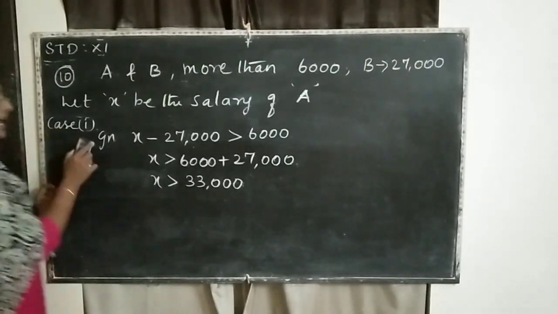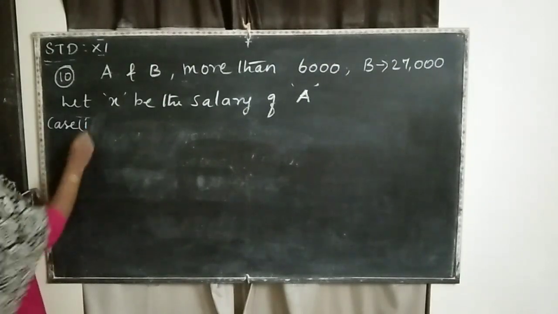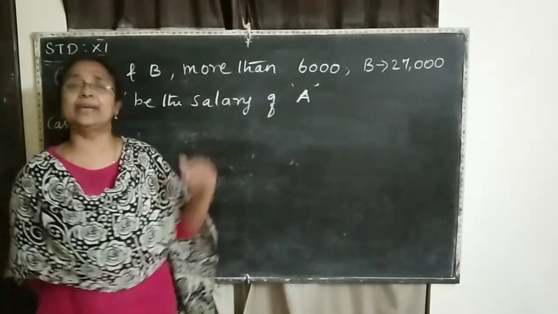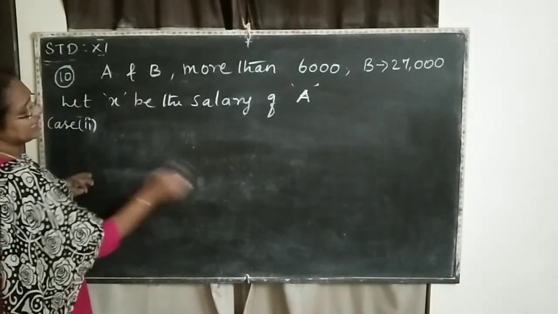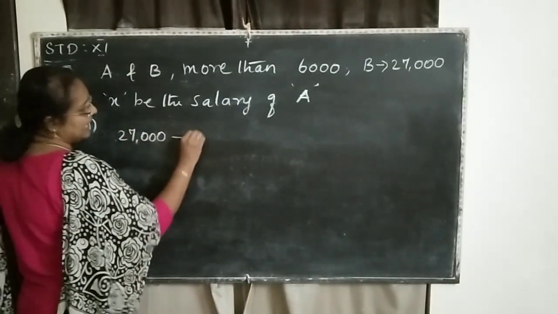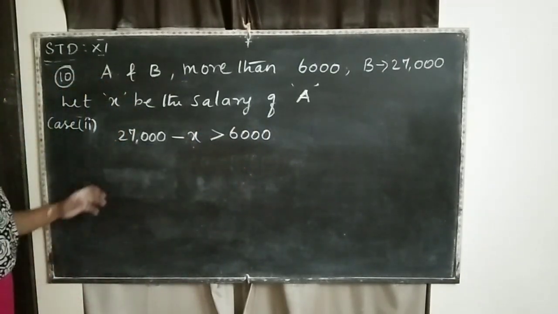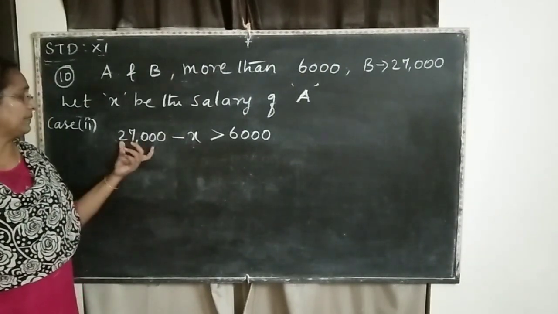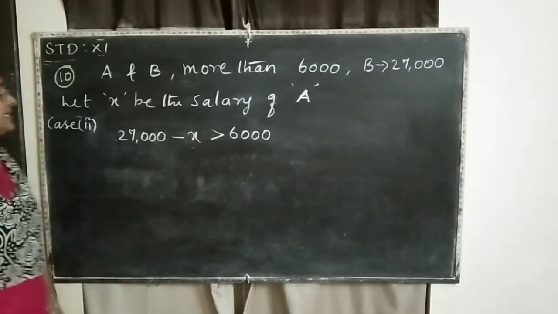Now let's discuss case 2. We'll assume that A's salary is lesser than B's salary. So what is the second case? 27,000 minus X is greater than 6,000. Do you agree with this case too? Because B's salary is greater and A's salary is lesser, we have subtracted from the bigger amount to the smaller amount, and the difference is greater than 6,000.